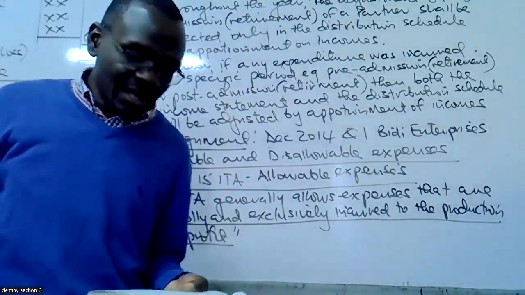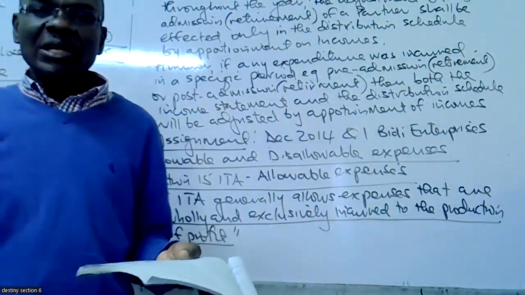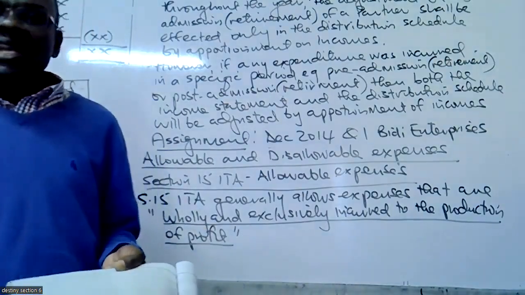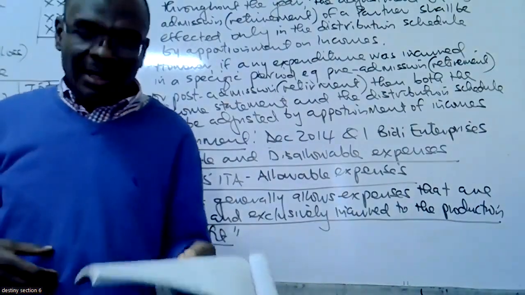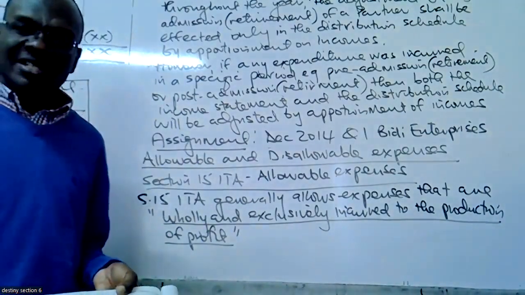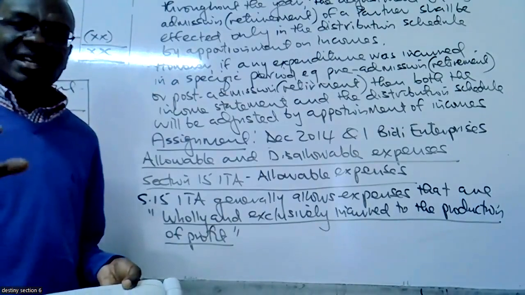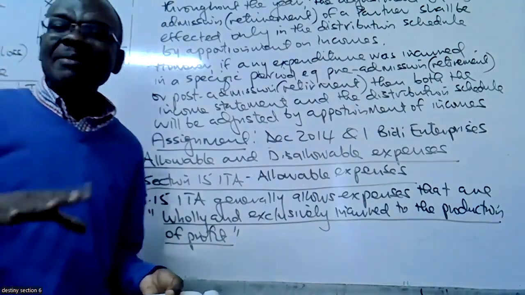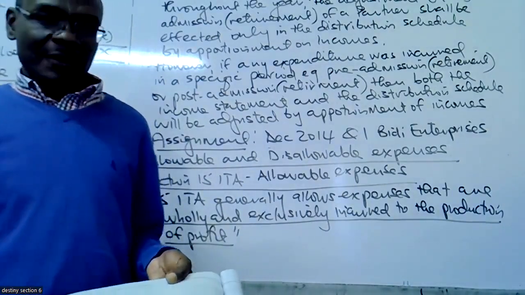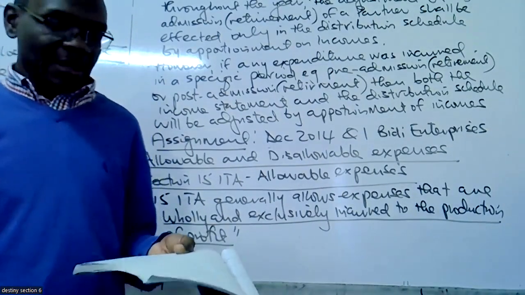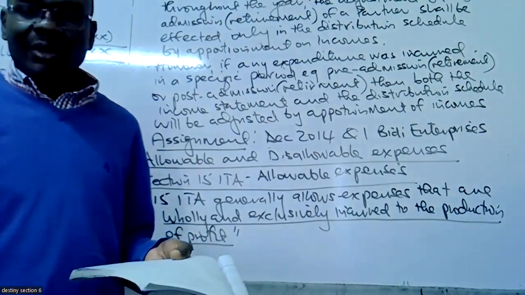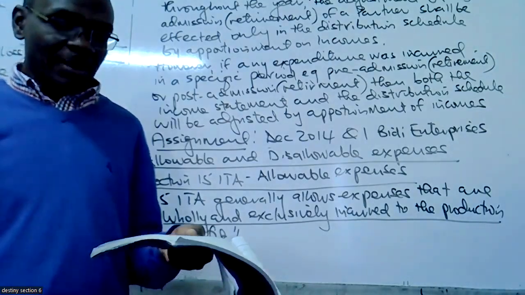So when determining the expenses that are wholly and exclusively incurred in the production of income, the nature of the business must be considered. Expenses are not entirely or exactly the same. Expenses incurred in a farming business may be very different or slightly different from expenses incurred in another business, for example. So the nature of the business will be considered because expenses differ from business to business.